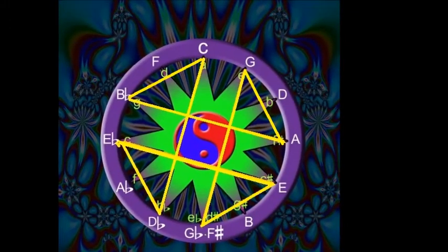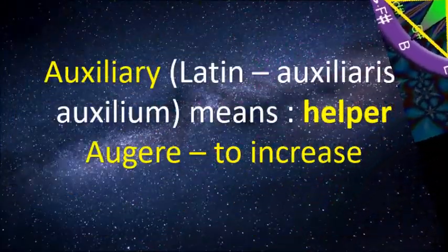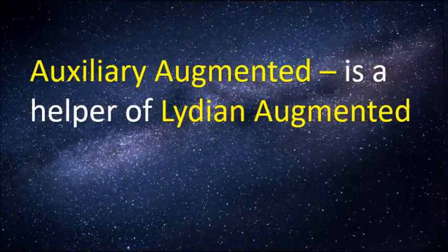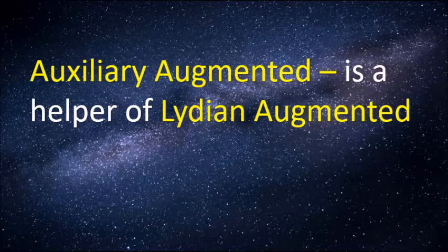An auxiliary of anything simply means a helper of that thing. The word auxiliary comes from the Latin root auxiliaris, auxilium, which means a helper. And from the same family of words, we have the word augere, which means to augment or to increase. That simply means that the auxiliary augmented is a helper of the Lydian augmented.